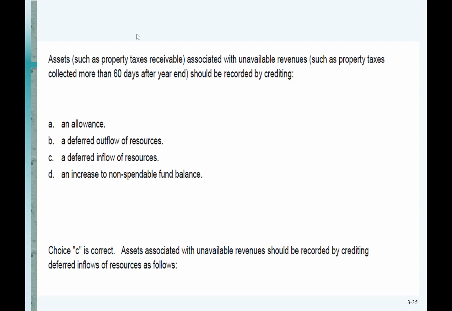Okay, so let's look at this question. Assets such as property taxes associated with unavailable revenue, such as property taxes collected more than 60 days after year end, should be recorded by crediting what? Deferred inflow is what we had there. If it was going to fall outside the 60 days.